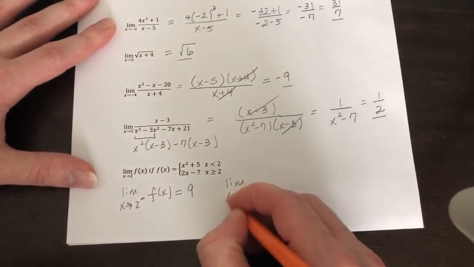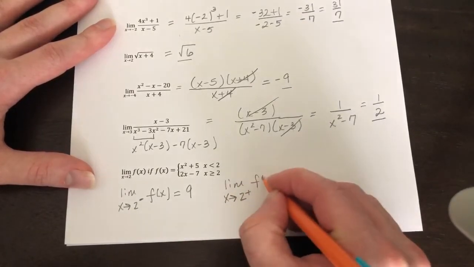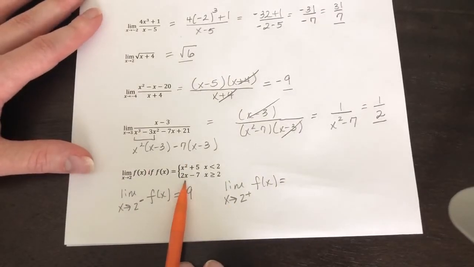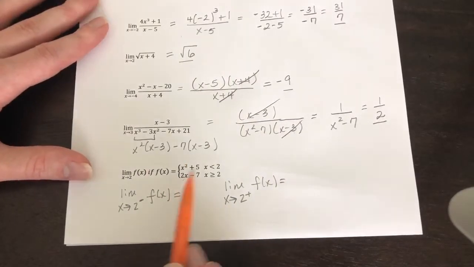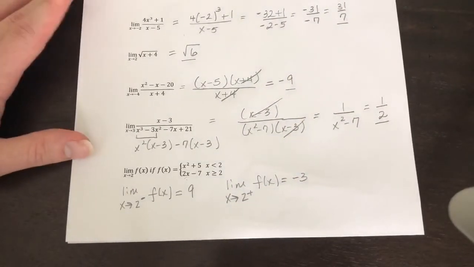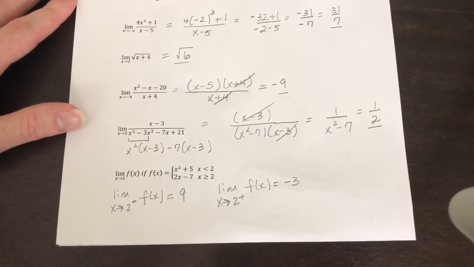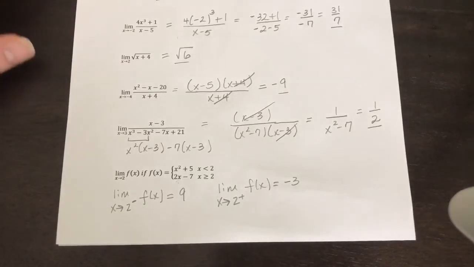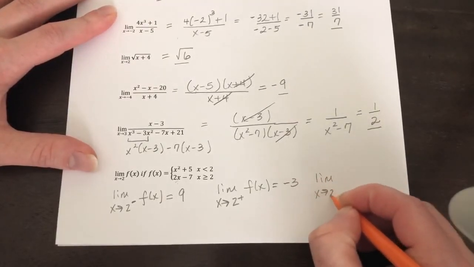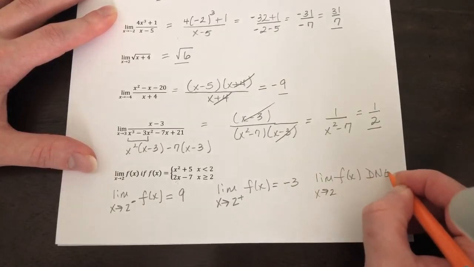I'm going to do the limit as x approaches 2 from the positive side. Okay, 2 times 2 is 4. 4 minus 7 is a negative 3. Now, from the last lesson we said that if the left-hand limit did not equal the right-hand limit, we would say it does not exist. So the limit as x approaches 2 of f of x does not exist.